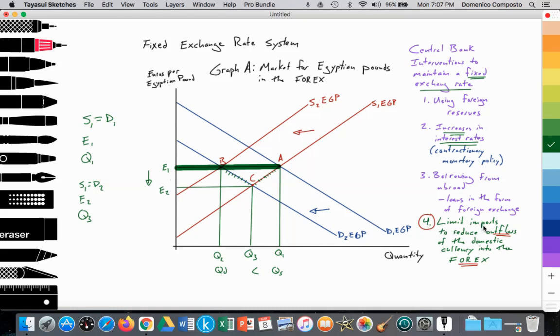So they engage in limiting imports. They put restrictions on the amount of Egyptian pounds that can be converted, let's say, into euros to buy European imports. So those restrictions reduce the amount of imports coming into the country, which reduces the outflow of Egyptian pounds going into the foreign exchange. So the supply of Egyptian pounds then decreases from S1 to S2, and we see that where S2 equals D2 at point B, it raises the value of the currency back up to E1. And at S2 equals D2, it maintains an exchange rate of E1 with a new quantity supplied and demanded at Q2. Okay? So that's another way to illustrate a pegged exchange rate.